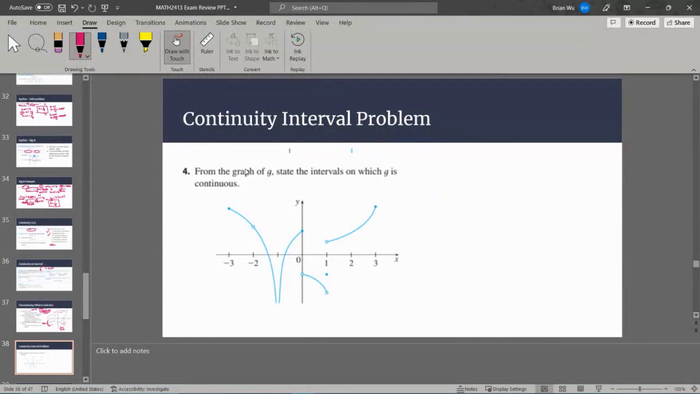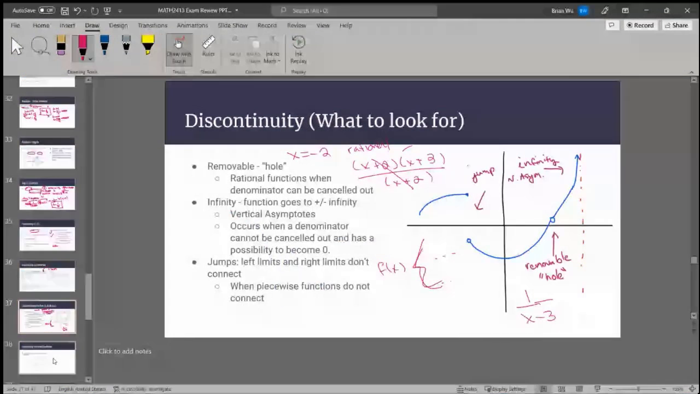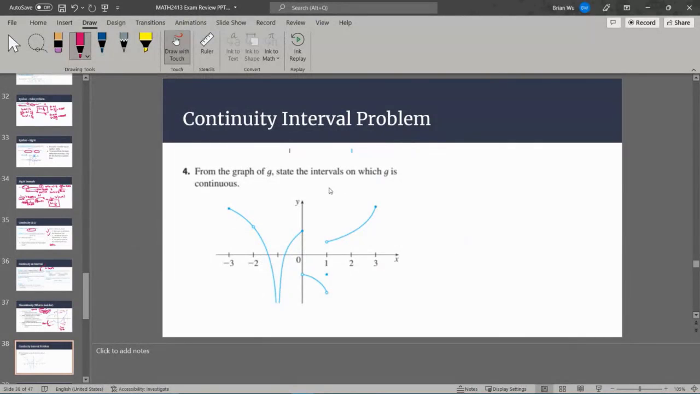So in some problems, you might see a graph and be asked to state where it's continuous. Since we identified all these discontinuities, we essentially list the intervals where we don't see them. From the graph G, state the intervals in which G is continuous. You'll have -3, with a closed bracket because it's defined, and it's continuous until we hit -2, and that's open because it's a hole. And we put the union sign, which just means that all these intervals are for the function.